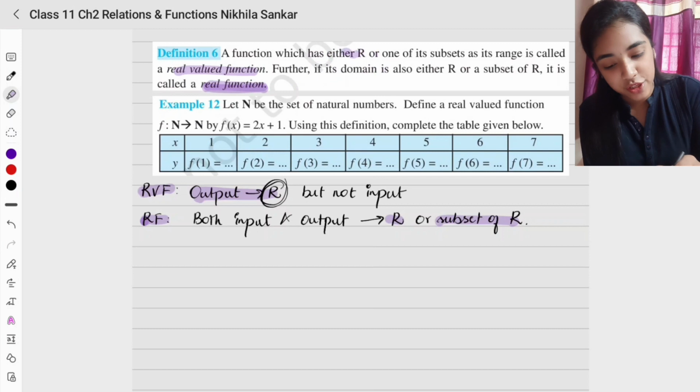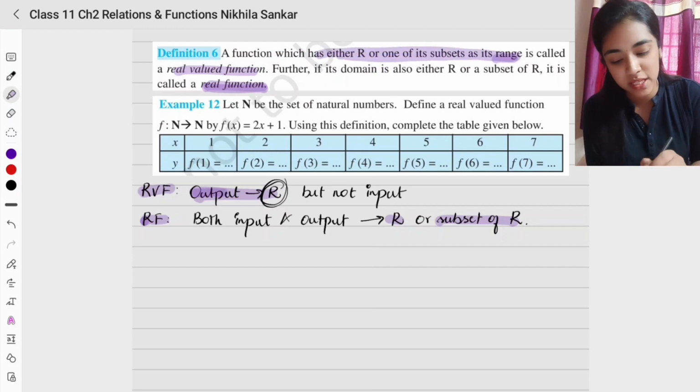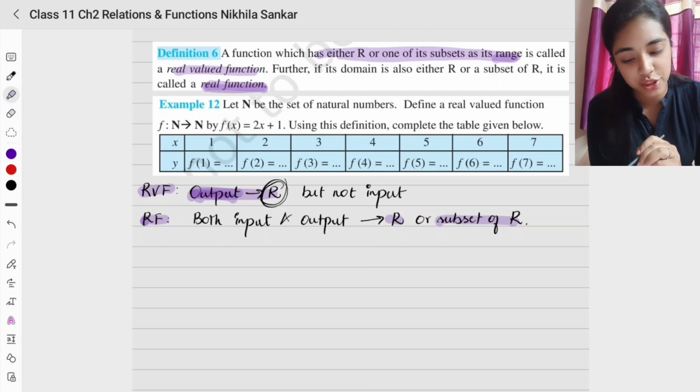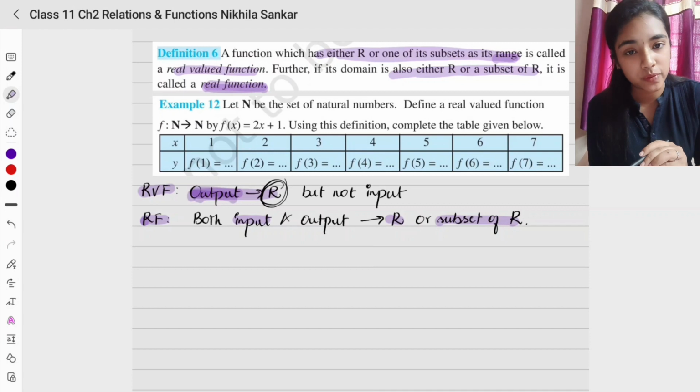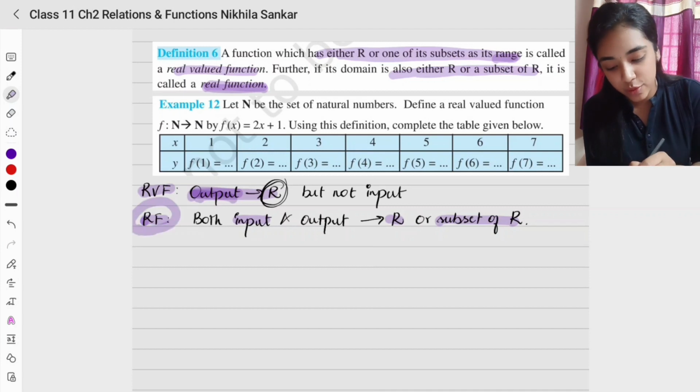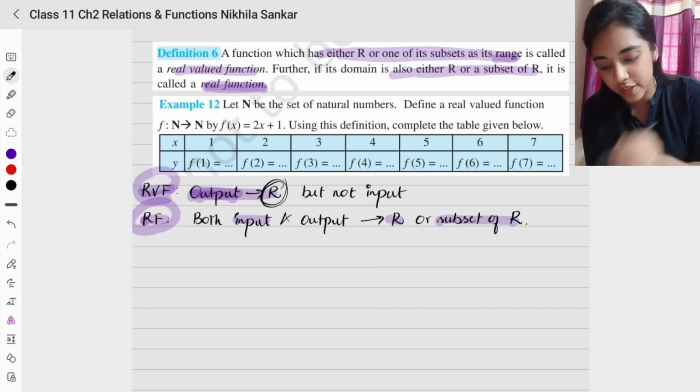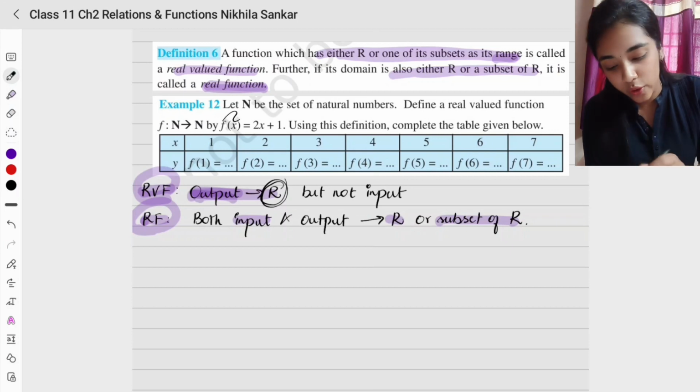So this is what is given in the definition. A function which has either R or one of its subsets as its range. Range means output. This is called the real valued function. If its domain is also either R or a subset of R, domain also, which is the input, then with domain and range both, it is going to be a real function. Only the range, it is going to be a real valued function. So this is the difference. How are we going to use this? We'll see later.